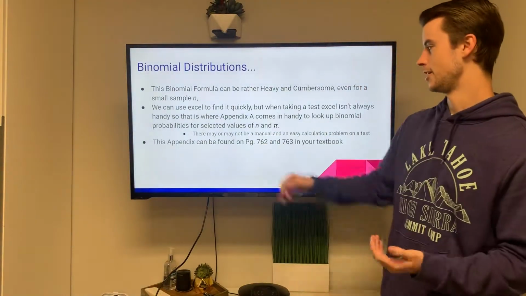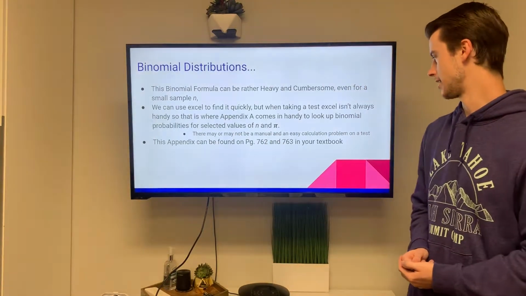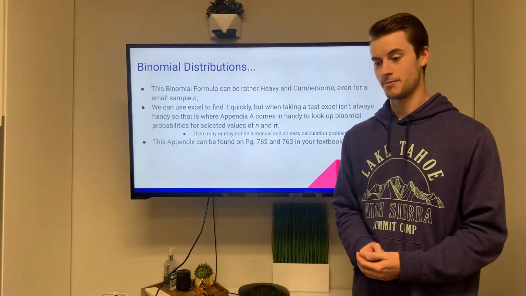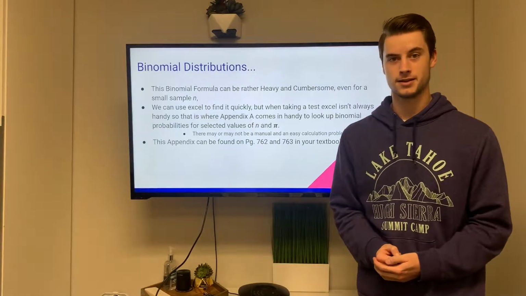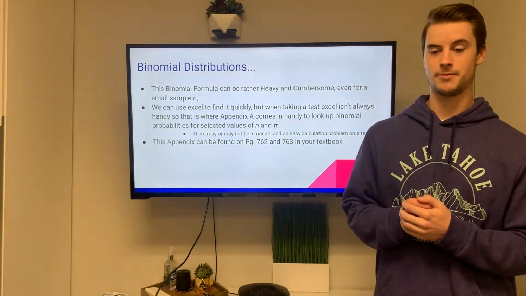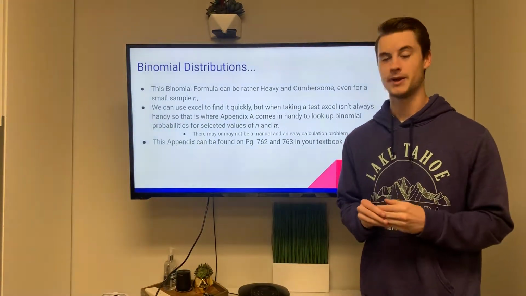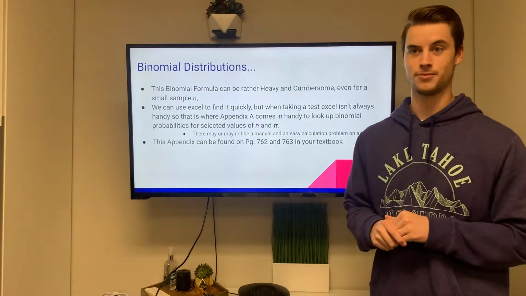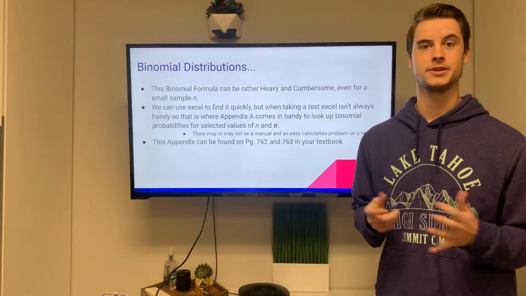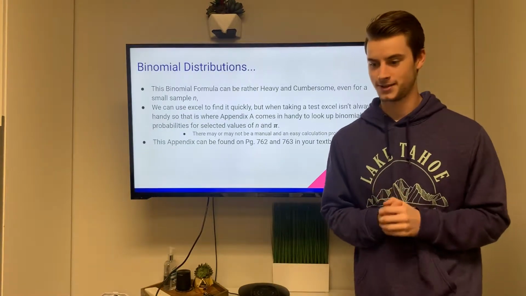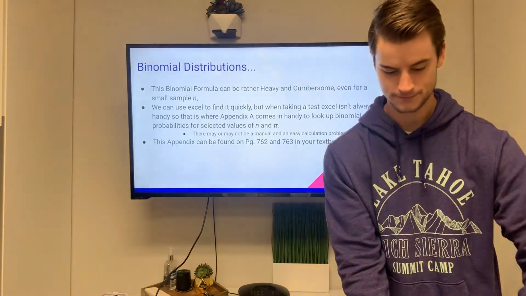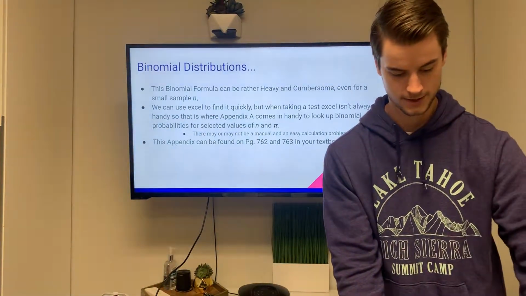I just put this. There may or may not be a manual calculation problem and an easy calculation problem on the test, right? So I may tell you, hey, manually calculate this binomial probability. I may ask you to manually do it, okay? So that's why you need to know the formula, all right? But there may also be an easy calculation problem on there where you use the Appendix A. Study both, okay? And again, I have the textbook here in front of me.